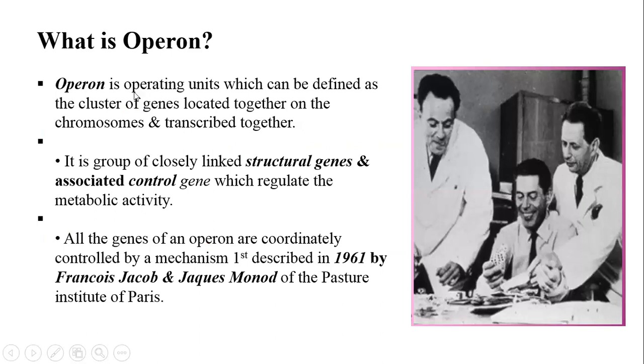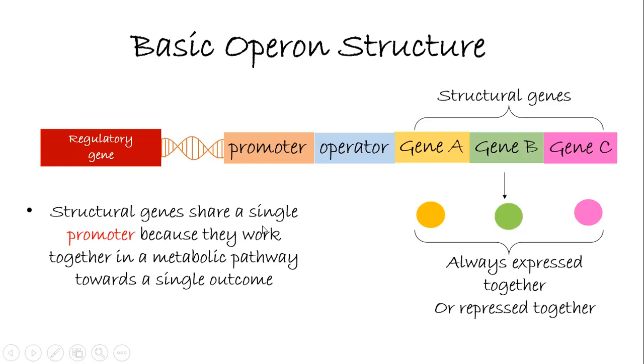Now, what is an operon? An operon is an operating unit, which can be defined as a cluster of genes located together in the chromosome and transcribed together. It is a group of closely linked structural genes and associated control elements which regulate metabolic activity. All the genes of an operon are coordinately controlled by a mechanism first described in 1961 by Francois Jacob and Jacques Monod of the Pasteur Institute of Paris.